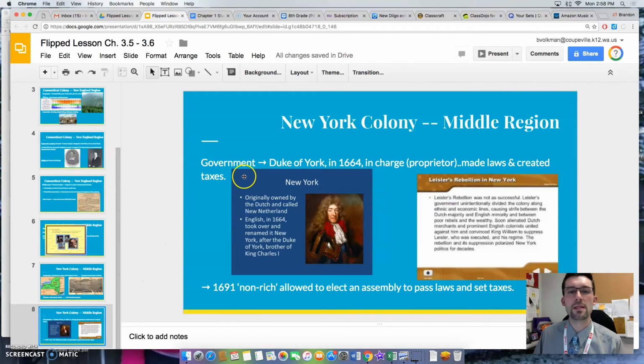Let's talk about the government of the New York colony. And before we can talk about the government, we have to talk about the Duke of York, who was named the proprietor or the owner of the New York colony. And this was after, if you read right here, where the English was able to get the colony from the Dutch. The Duke of York made laws in the New York colony, and he created taxes.